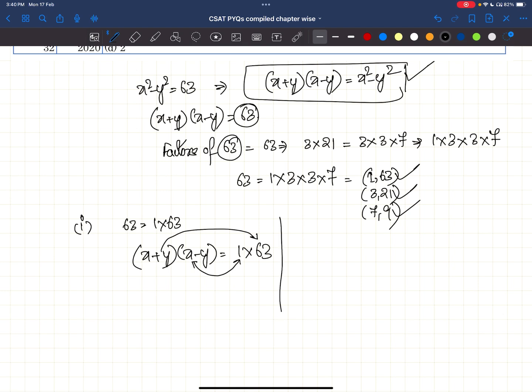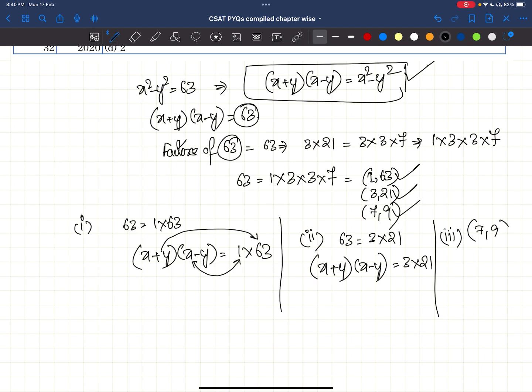Similarly, the other one is that 63 can be written as 3 into 21. Similarly, x plus y into x minus y is equal to 3 into 21. The third possibility is 7 comma 9. That means x plus y, x minus y is equal to 7 into 9. The greatest value will become the sum and the least value will become the difference.